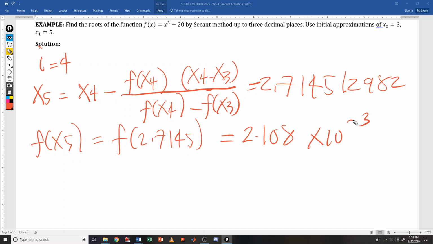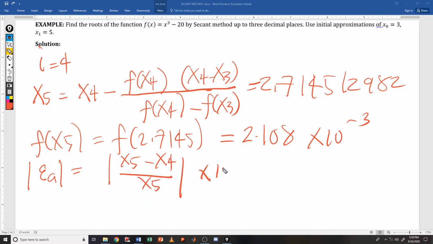So again, if you compute for the error, the absolute value of the error is equal to x5 minus x4 over x5 times 100. As you can see, the error is now at 0.13%. Okay, so let us continue to reduce the error further. We get 0.13% as the difference between x5 and x4.